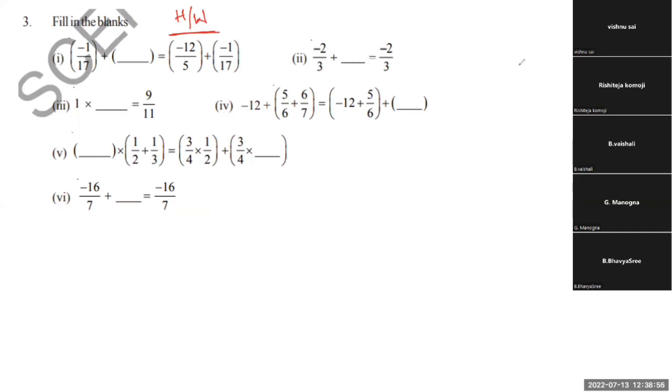Use the property. Tomorrow the school starts. You will get the information using the parent app. Whatever the information is, you will get it through a message from the parent app only. Okay.